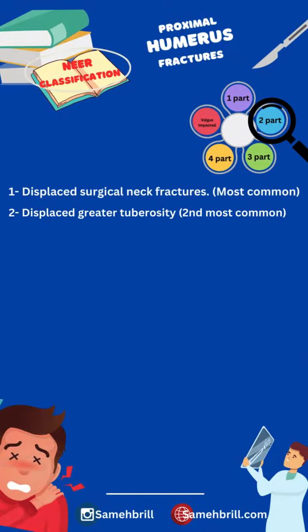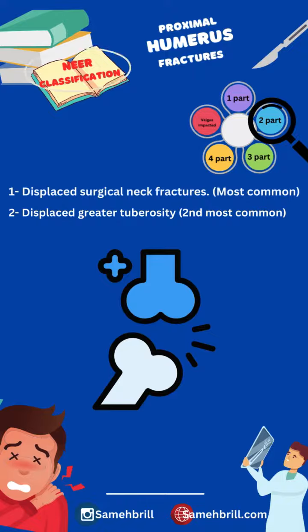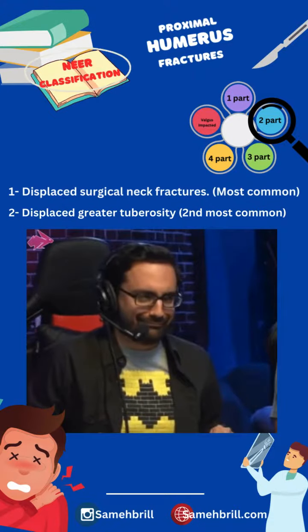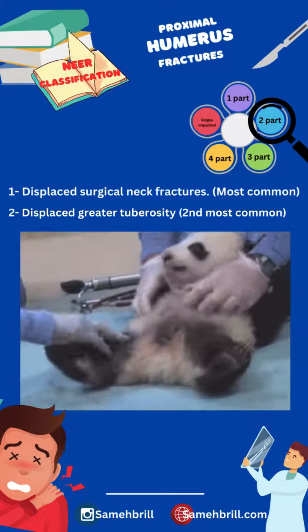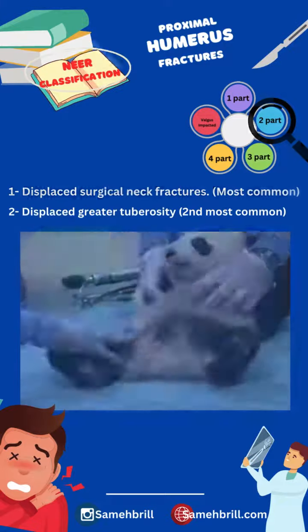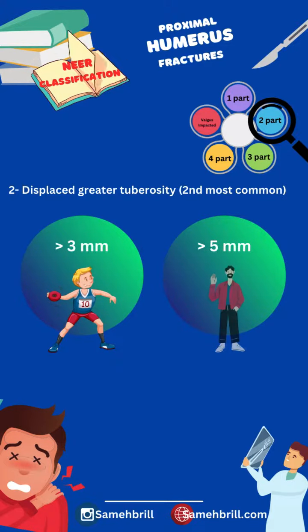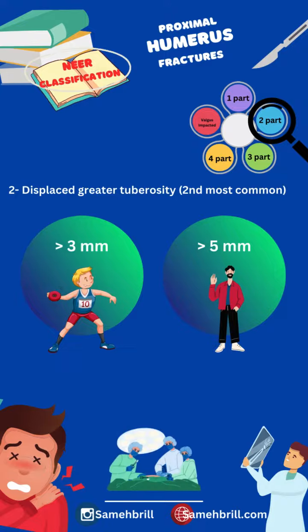Moving on to displaced greater tuberosity fracture, it's the second most common two-part fracture pattern and is commonly seen after anterior shoulder dislocation. Hate to break it to you guys, but greater tuberosity fractures are more special than other fracture patterns. If the greater tuberosity is displaced more than 3 mm in overhead athletes or greater than 5 mm in healthy adults, surgical fixation is required.